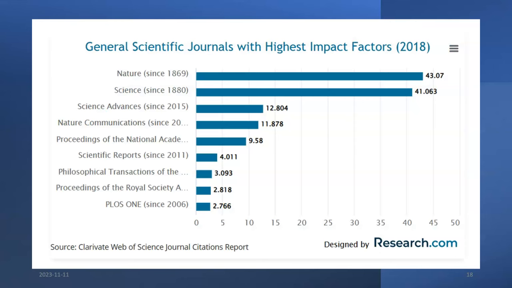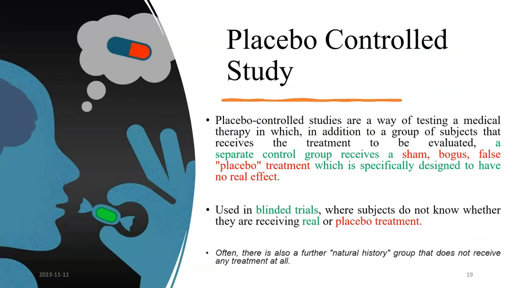So here are the general scientific journals with high impact factors that publish empirical research. Nature is on top, since it has been running since 1869. Then Science, then Science Advances, Nature Communications, and PLOS, which is also an emerging journal, publishing research since 2006.